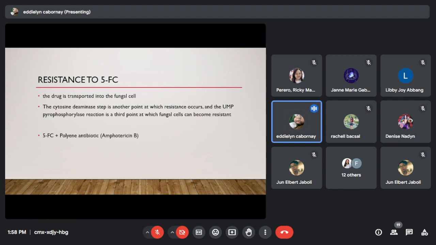And another approach to mitigate resistance involves using a lower dose of flucytosine. Okay, so to prevent resistance to the drug, it will be given in lower concentration. Okay? So this lower dosage helps prevent the development of resistance via other mechanisms, allowing the drug to remain effective for a longer duration.